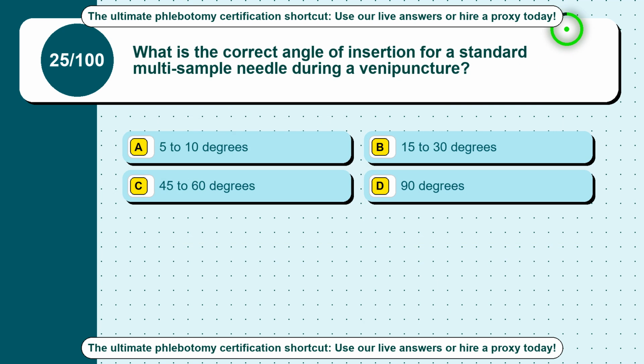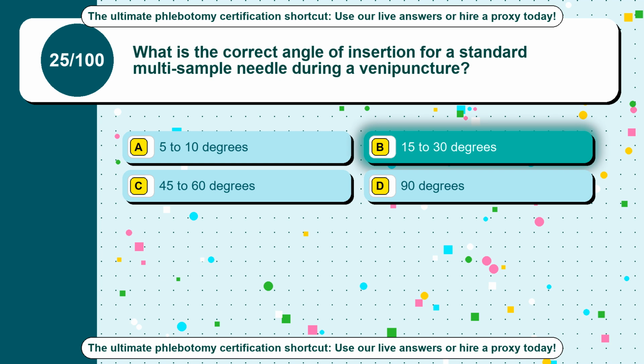Question 25. What is the correct angle of insertion for a standard multisample needle during a venipuncture? Option A, 5 to 10 degrees. Option B, 15 to 30 degrees. Option C, 45 to 60 degrees. Option D, 90 degrees. The correct answer is option B, 15 to 30 degrees.